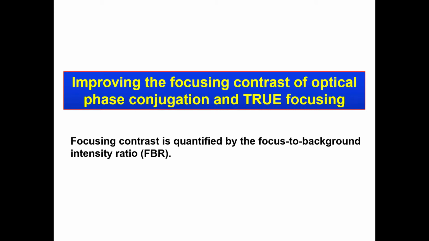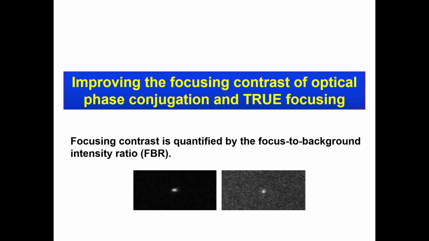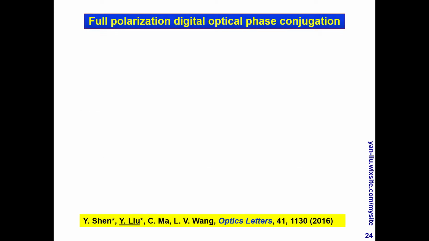I just talked about how we improve the speed of optical phase conjugation and true focusing. Now let me talk about how we improve the focusing contrast, which is quantified by focus to background ratio. For example, this focus has a higher focusing contrast compared with this one, which has a higher background. The first method we found that can improve focusing contrast is to achieve full polarization optical phase conjugation.